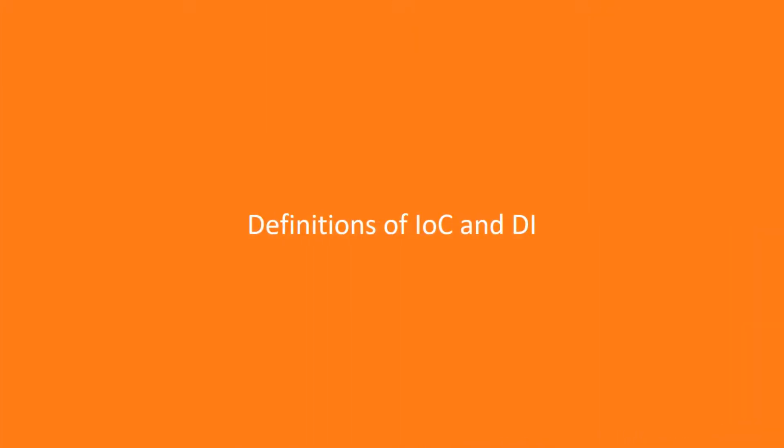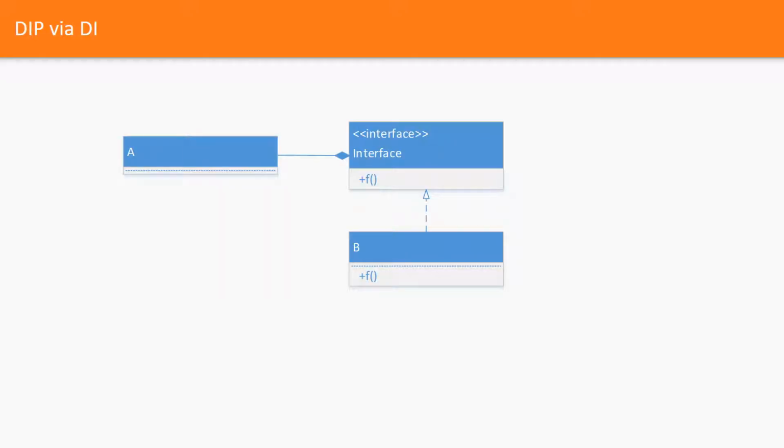This lecture is titled Definitions of IOC and DI. In the lecture where we discussed the notion of dependencies, we saw this diagram. If you look more closely, you will notice that module A has a relationship of composition with the interface. It means that we need to inject the module B as the implementer of that interface somehow. This example demonstrates what is dependency injection.